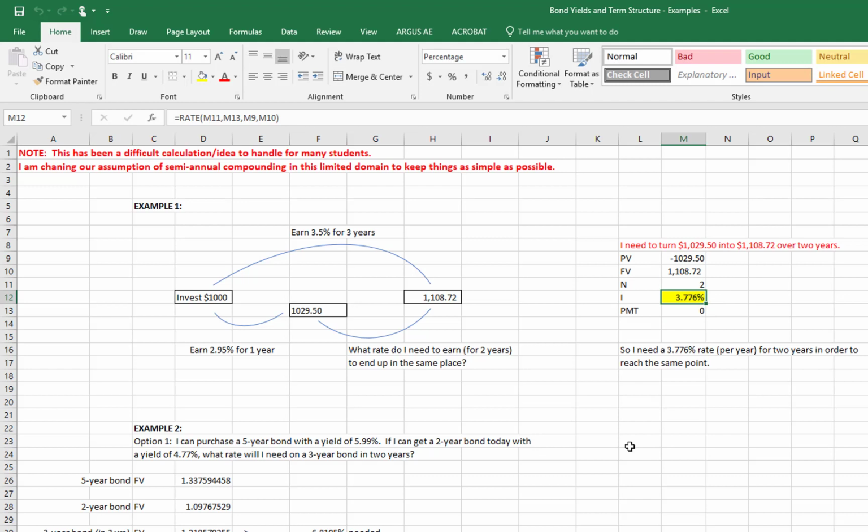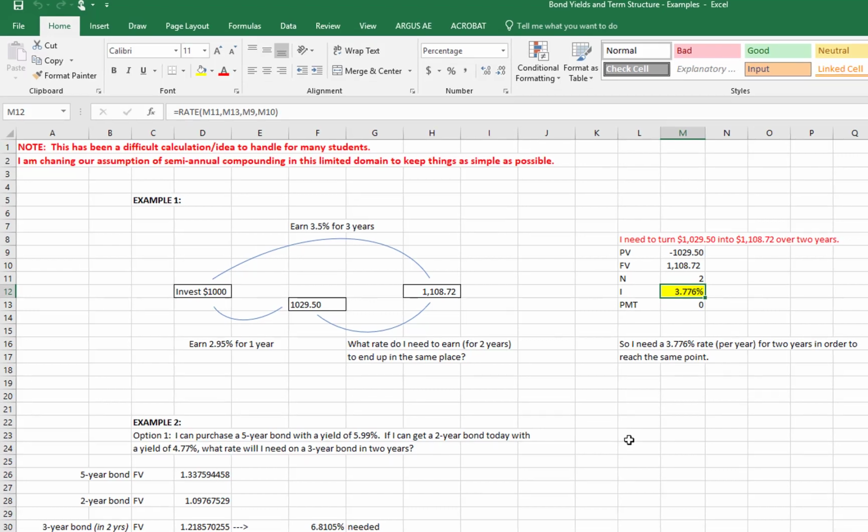So that's the rate I need to have and earn for 2 years to get to the same place. And the key idea here is that we have this arbitrage notion that no matter which way I go, I have to end up in the same place, or else I'm going to pick the route that is more advantageous, and by taking that route, it's going to change the pricing, change the yields, and it's going to force these 2 paths, these 2 routes, to the same number, to the same ending result.